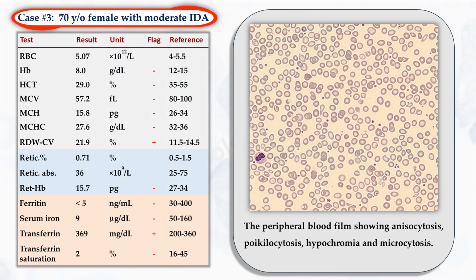Case number 3. A 70-year-old female with moderate iron deficiency anemia. The peripheral blood film showing anisocytosis, poikilocytosis, hypochromia, and microcytosis.